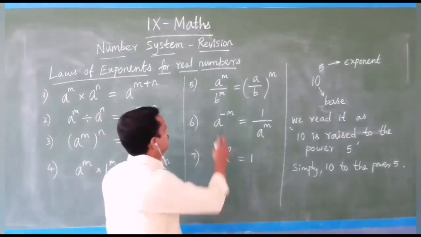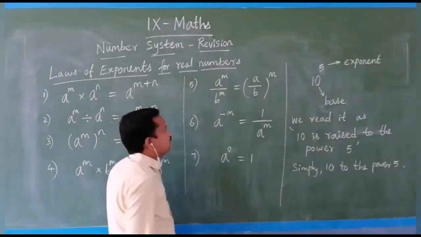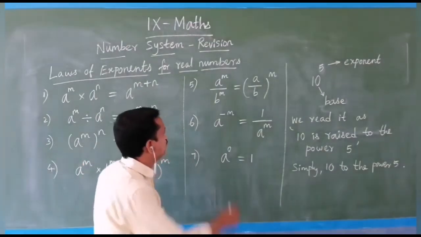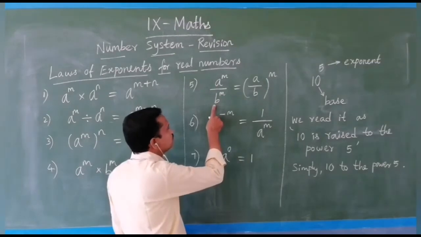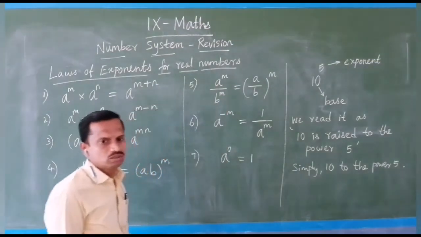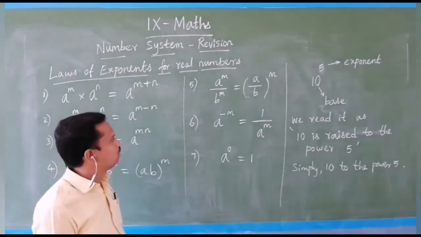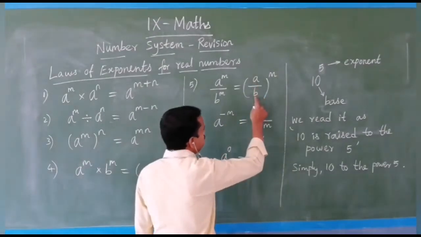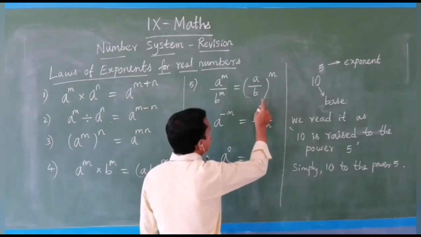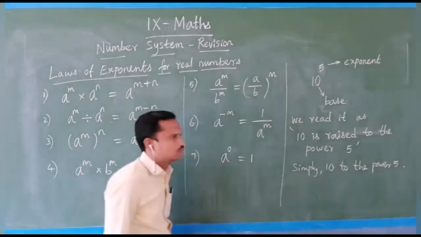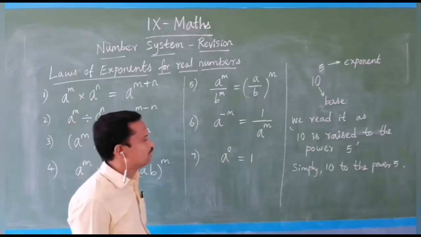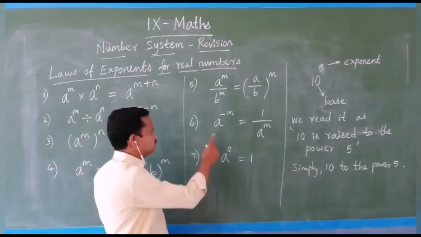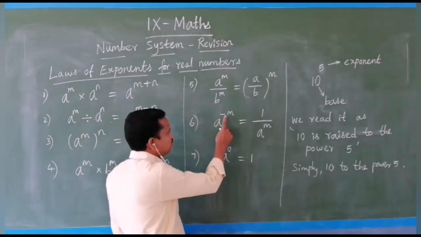So now coming to the next, A power m by B power m. So different bases A, here B, but exponent m is same. So the different bases, when we divide, it becomes A by B. Just we divide A by B and put the same exponent, that is A by B to the whole power m.